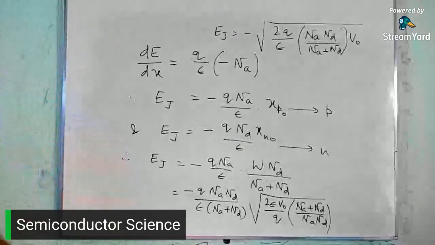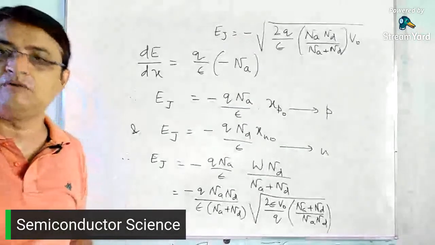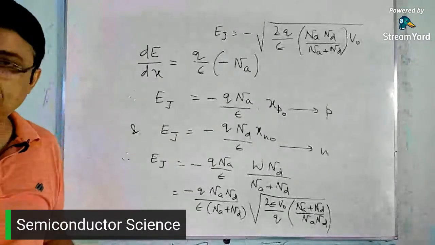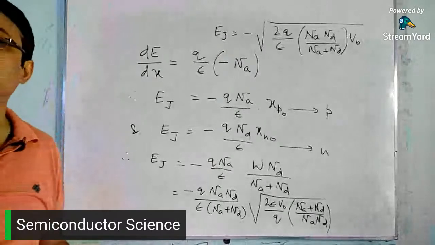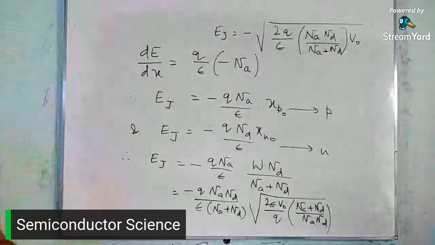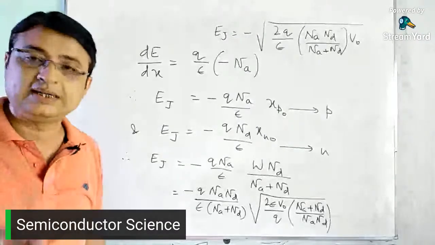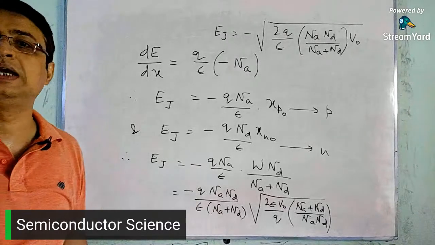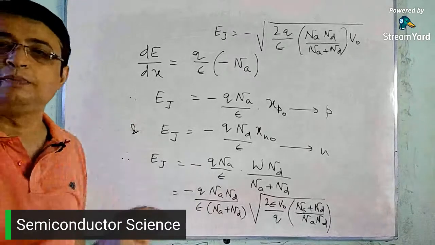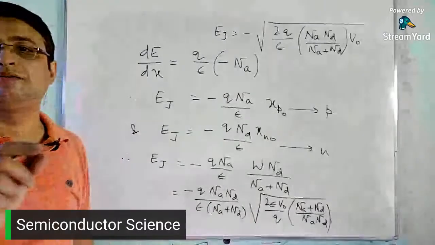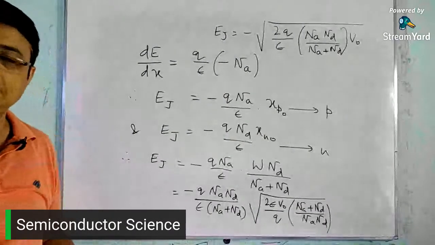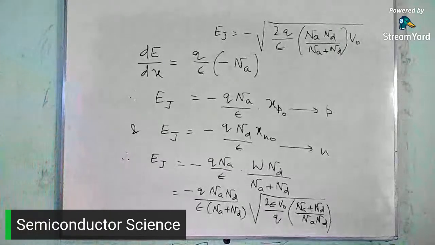What we have already discussed, what we have already deduced, all are applicable also for the biased condition, except that the voltage across the layer should be replaced by either V0 minus Vf or V0 plus Vr. That is the only exceptional thing.